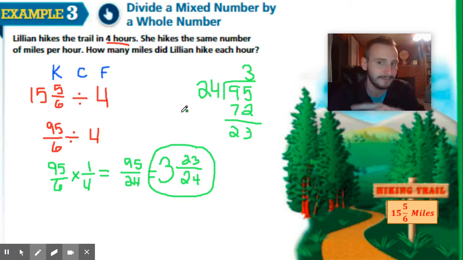Let's estimate. I know we're estimating in the end, but let's just see if we're right. Let's think logically. 15 and 5/6 was really close to 16, right? And what's 16 divided by 4? 4. So our answer checks out. It's good because 15 and 5/6 is a little less than 16, and 3 and 23/24 is really close to 4. So our answer is good.